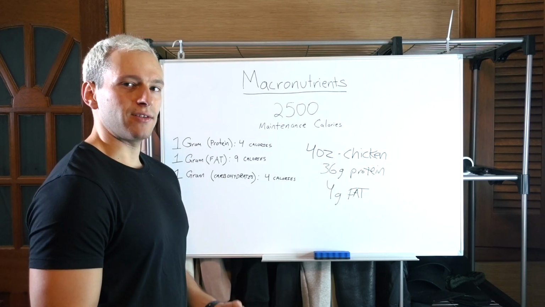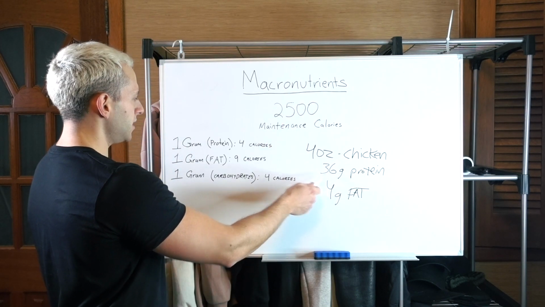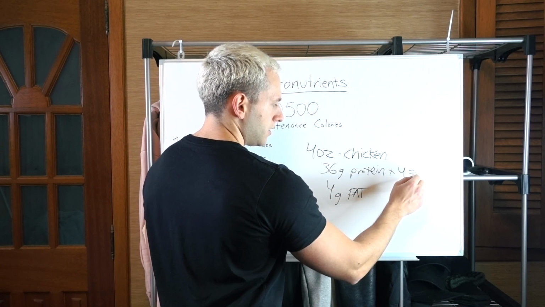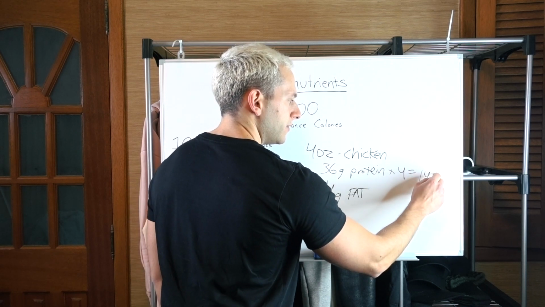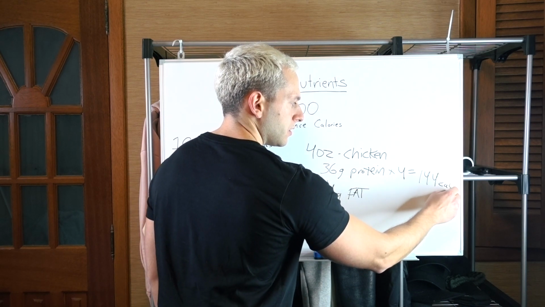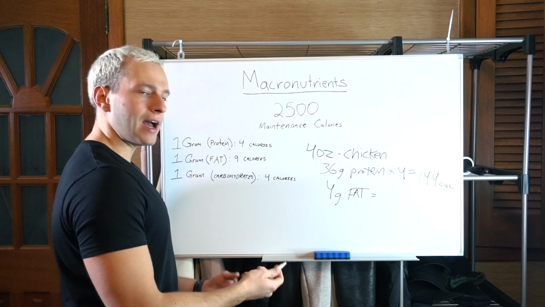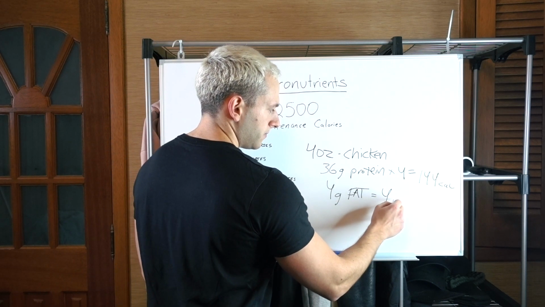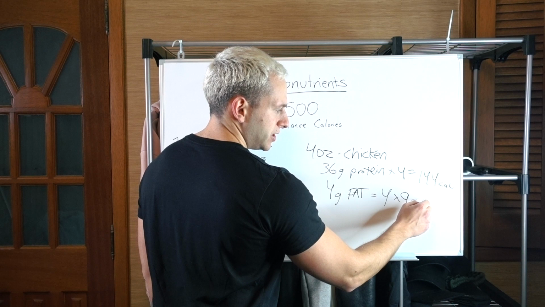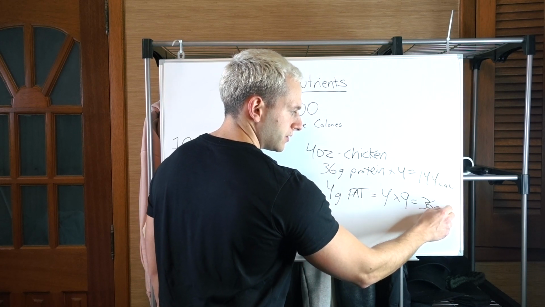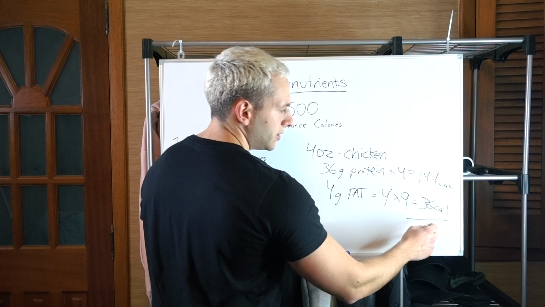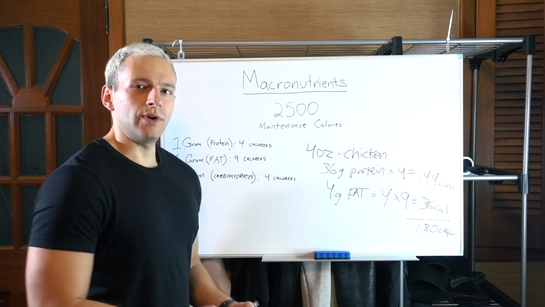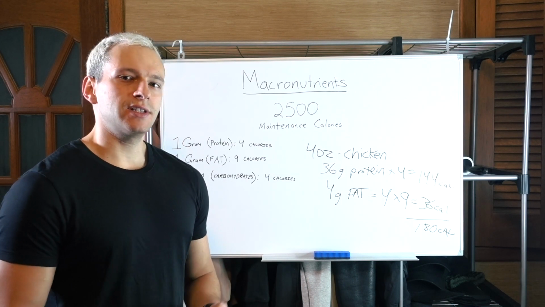In order to calculate how many calories this chicken has, we have to do 36 times 4, which equals 144 calories. And then for the fats, we have to multiply 4 grams of fat times 9, which equals 36 calories. And then we add the two up and it equals 180 calories.